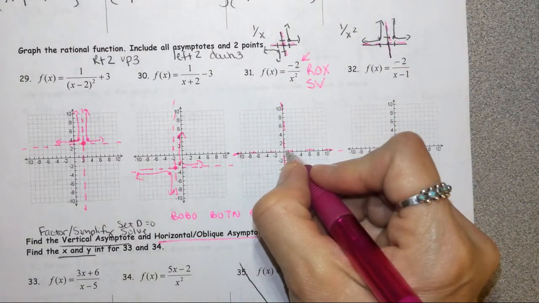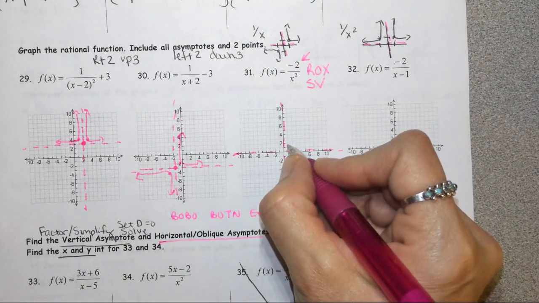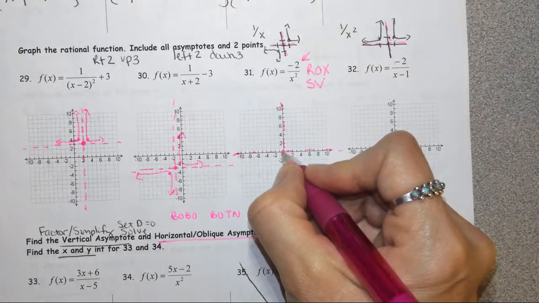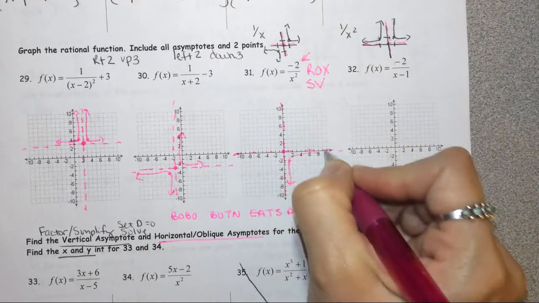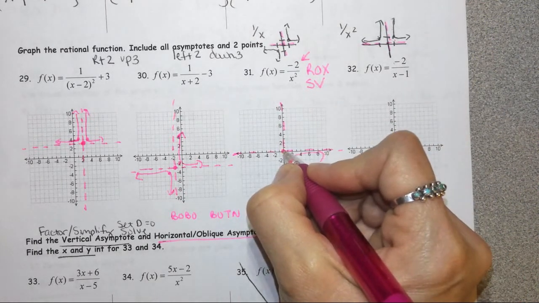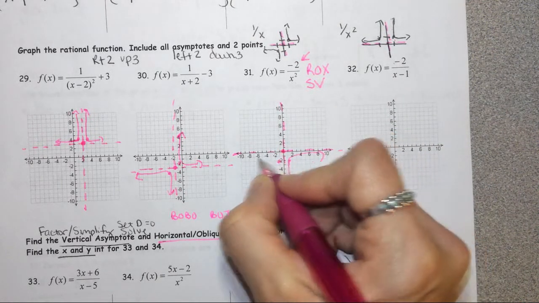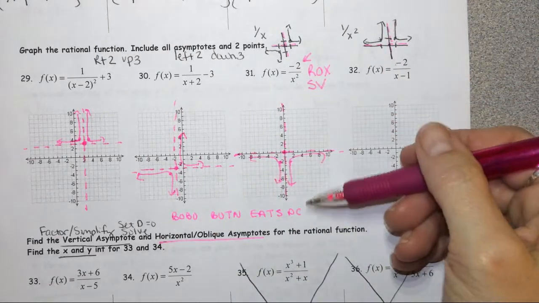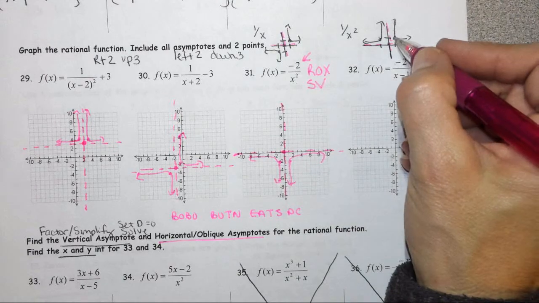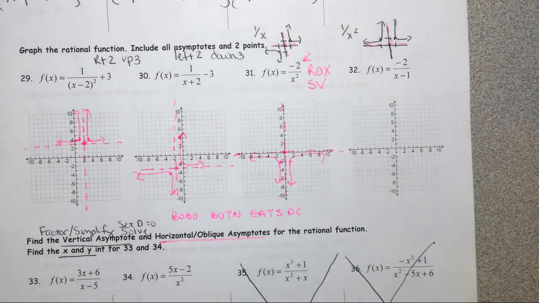So from the middle, I would normally go right 1, up 1. Because it's negative, from the middle, I'm going to go right 1, down 2. And then I'm going to do the same thing. I'm going to go back to the middle, and I'm going to go left 1, down 2. So I took my parent function, I flipped it upside down, and then instead of going 1, I went 2.